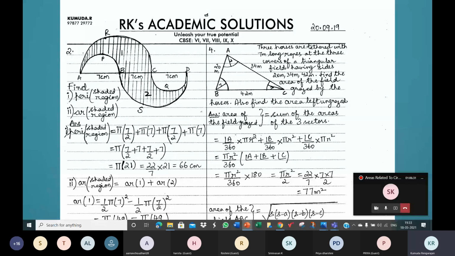Complete the full answer. Find the area of the triangle using Heron's formula. The area of the triangle minus the area grazed will be the area ungrazed. Please work. I'll just come back.